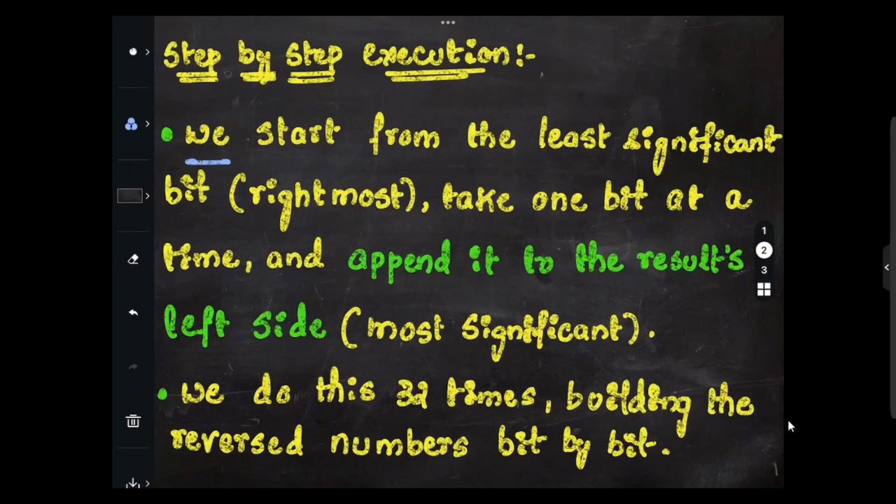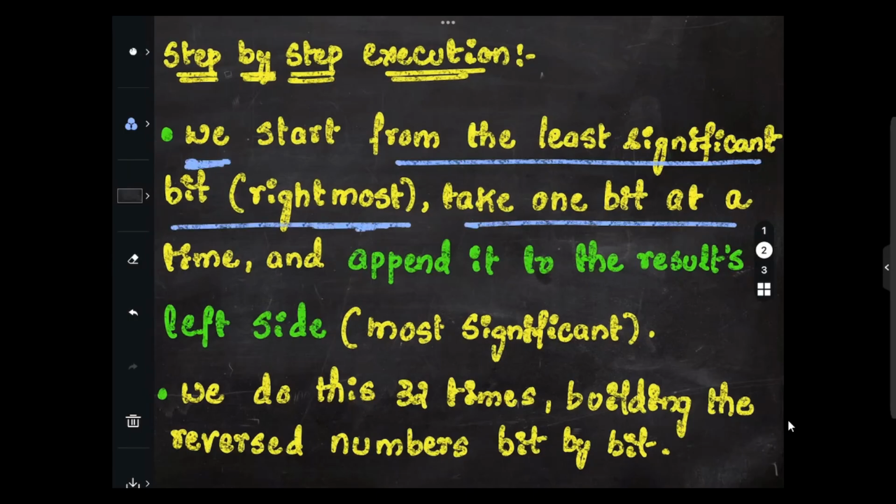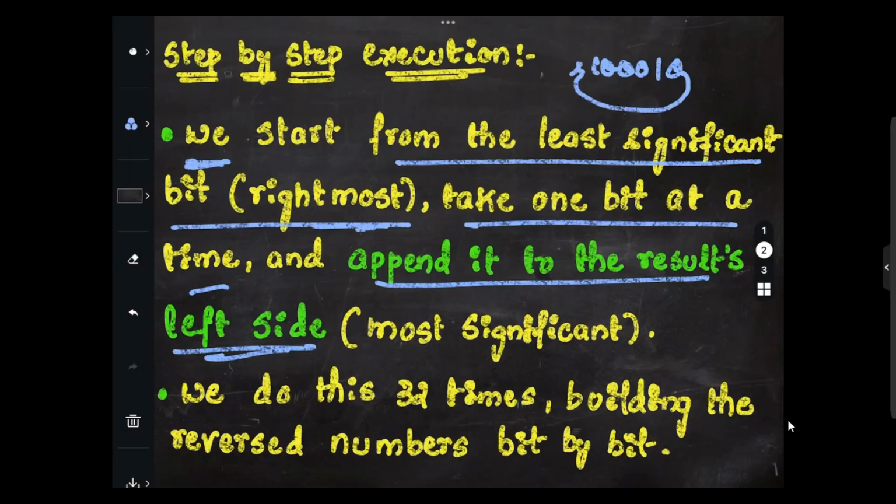First, we will start from the least significant bit, meaning the rightmost, take one bit at a time and append it to the result's left side, meaning the most significant end. Suppose we have this as the binary format of some number. We take the rightmost bit and append it to the left side. That's what the statement says.